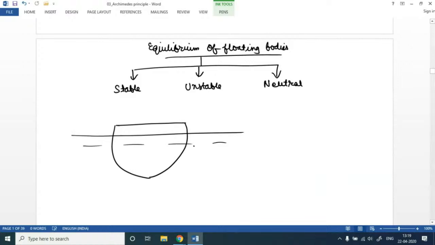So let's say we have some body of this shape, let's take. Okay, and this is floating in some liquid. So obviously this is in equilibrium. So we wish to investigate what type of equilibrium that is, whether it is stable, unstable, or neutral. So what we must do, we must look at the forces acting on this. So you must understand, for example, the center of gravity is here.